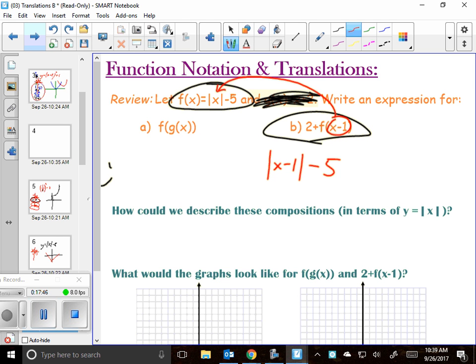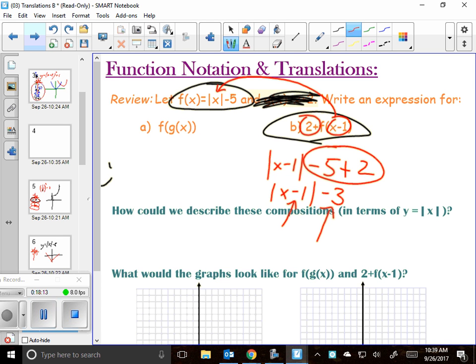There's also something I left off. There's a plus 2 right here. Where do I put that? Does it look like it's on the inside of the function, or on the outside of the function? Outside. So I put the plus 2 here, and then I can put it all together and say it's absolute value of x minus 1, and then that net effect is a negative 3. So this function has been moved 1 to the right and down 3.